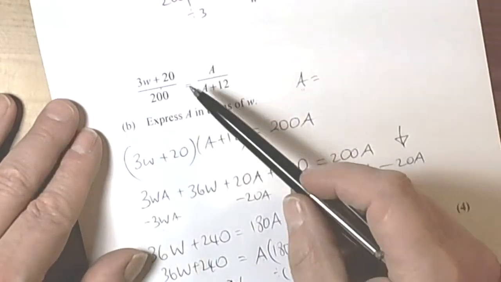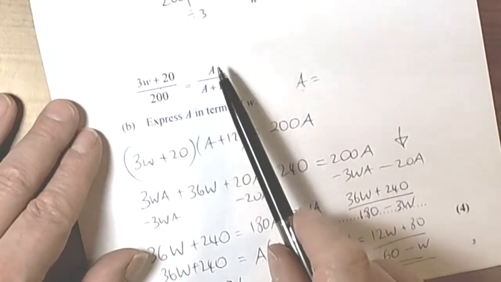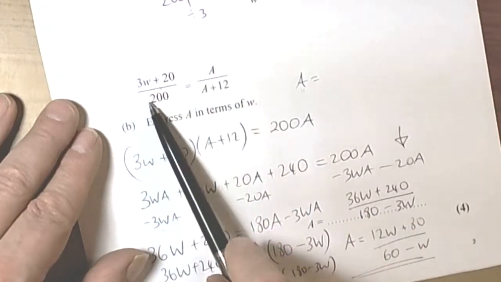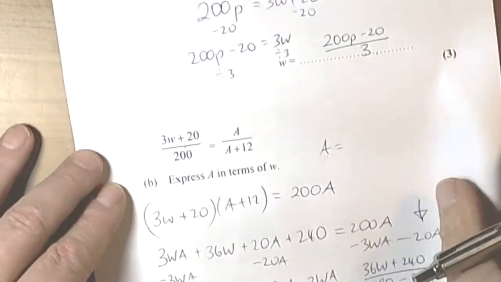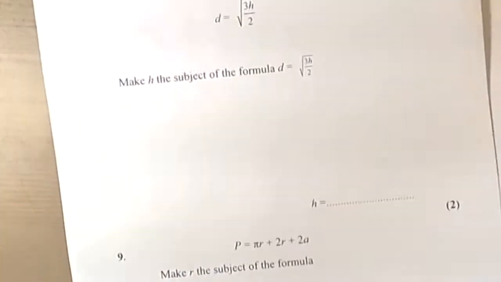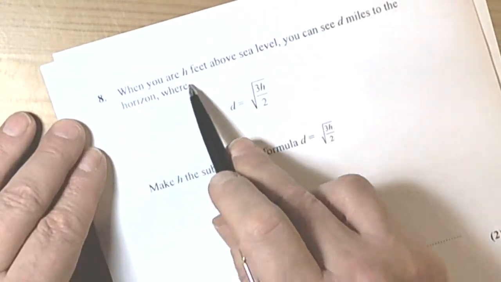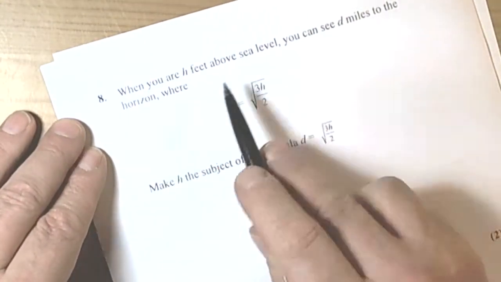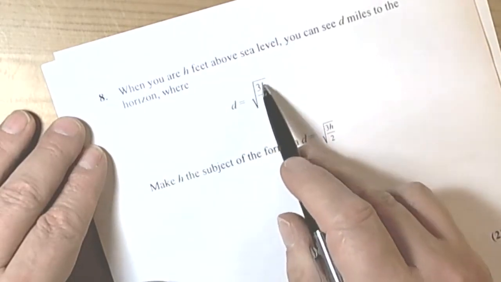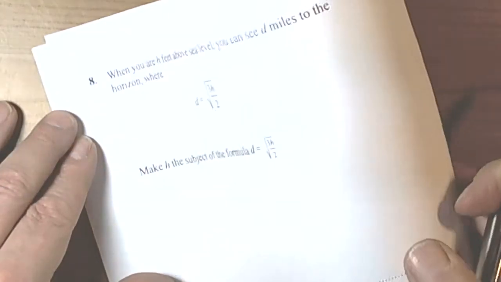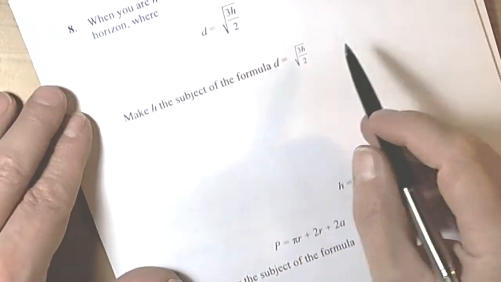Now we should really check that this all worked, so we could give the w a value here and then rearrange this to find out the a and so forth. So more rearranging. We've got a little formula here for finding out the distance you can see compared to the horizon above the sea level, and so therefore we've got to rearrange this to make h the subject.